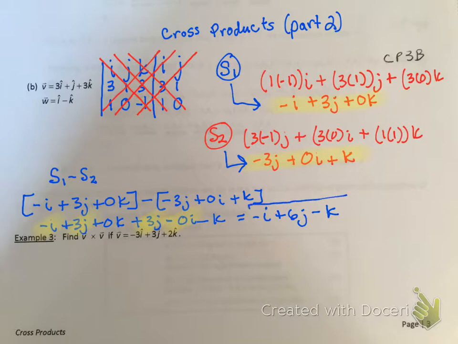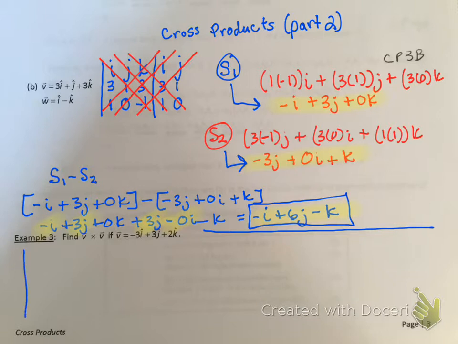Okay, and that is the resulting vector of the cross product. Okay, so that one's done. Moving on, we're going to do this next example. It asks us to find vector V cross vector V, so it's crossing itself, if the vector V is -3I plus 3J plus 2K.